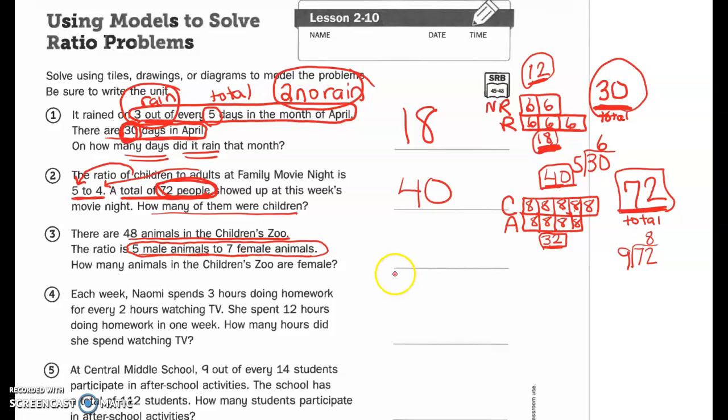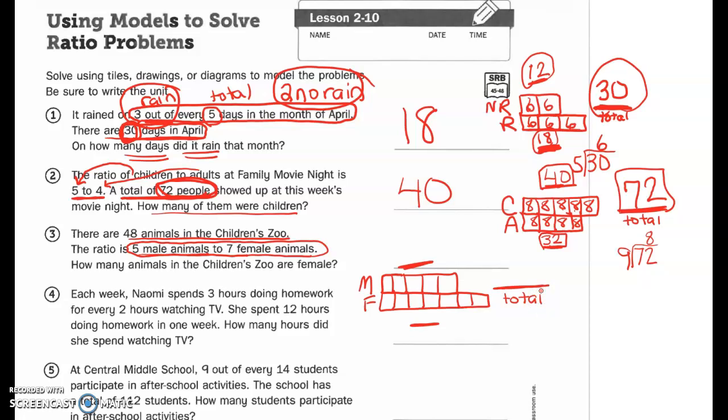So I'll have to draw 5 boxes to represent the male animals, and then I'll draw 7 to represent the female. And then a blank line here for male, a blank line here for female, and a blank line out here for total.